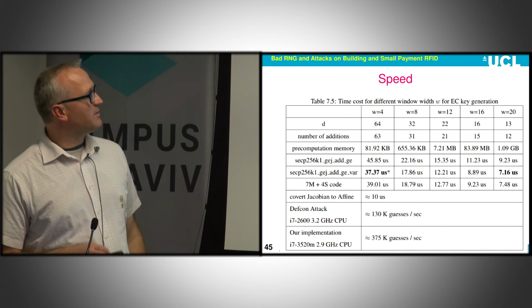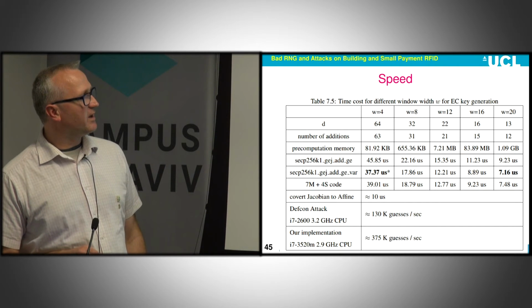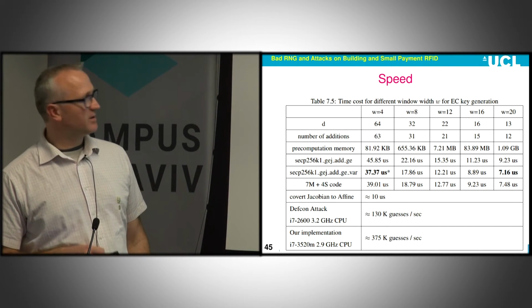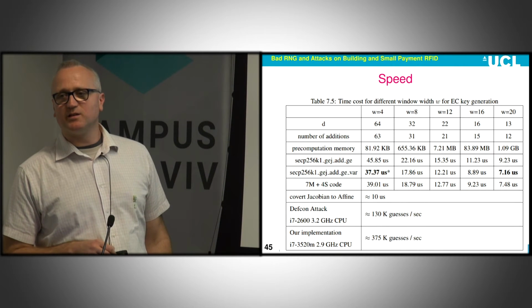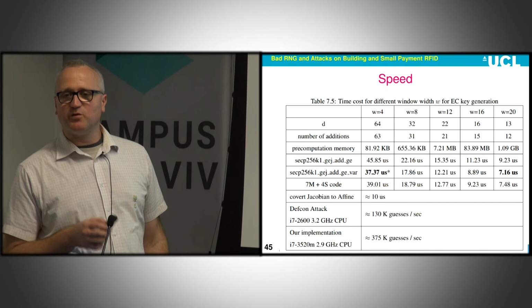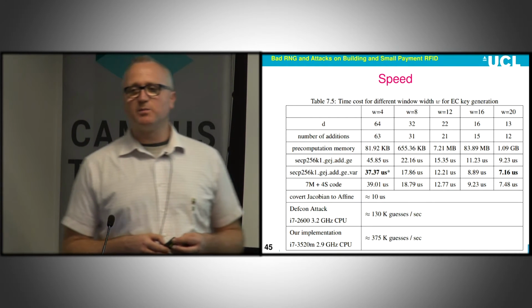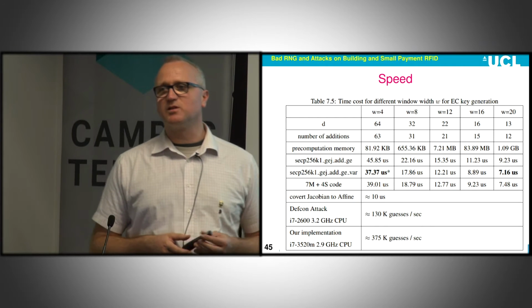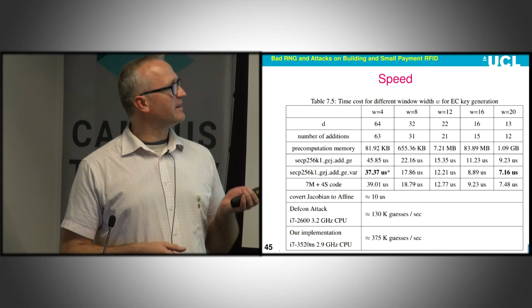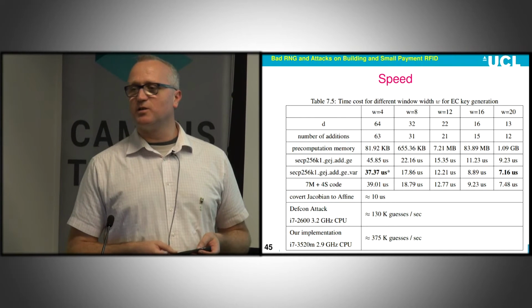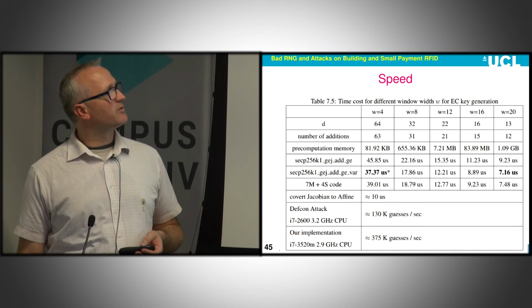So here are some timings. What was presented at the DEF CON conference was like 100,000 guesses per second. Our implementation is like 400,000, and recent improvements are like 600,000. There are a number of improvements which we have made to this code: a different implementation of the elliptic curve, a larger window size, and things like that. Also larger memory.